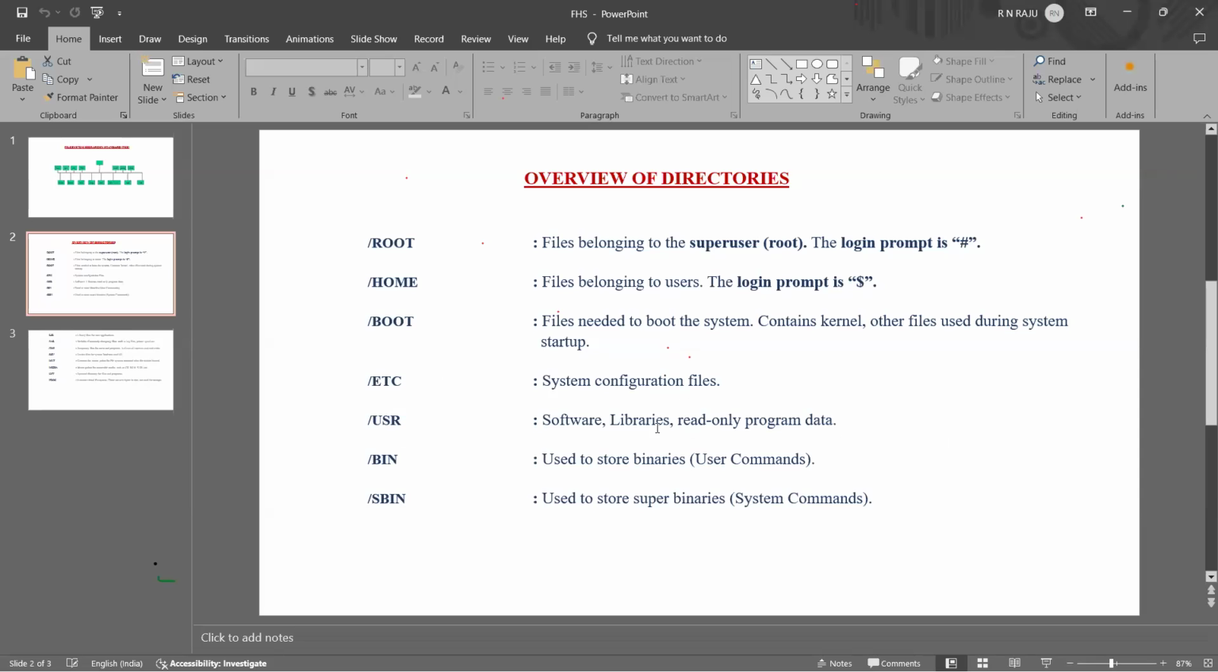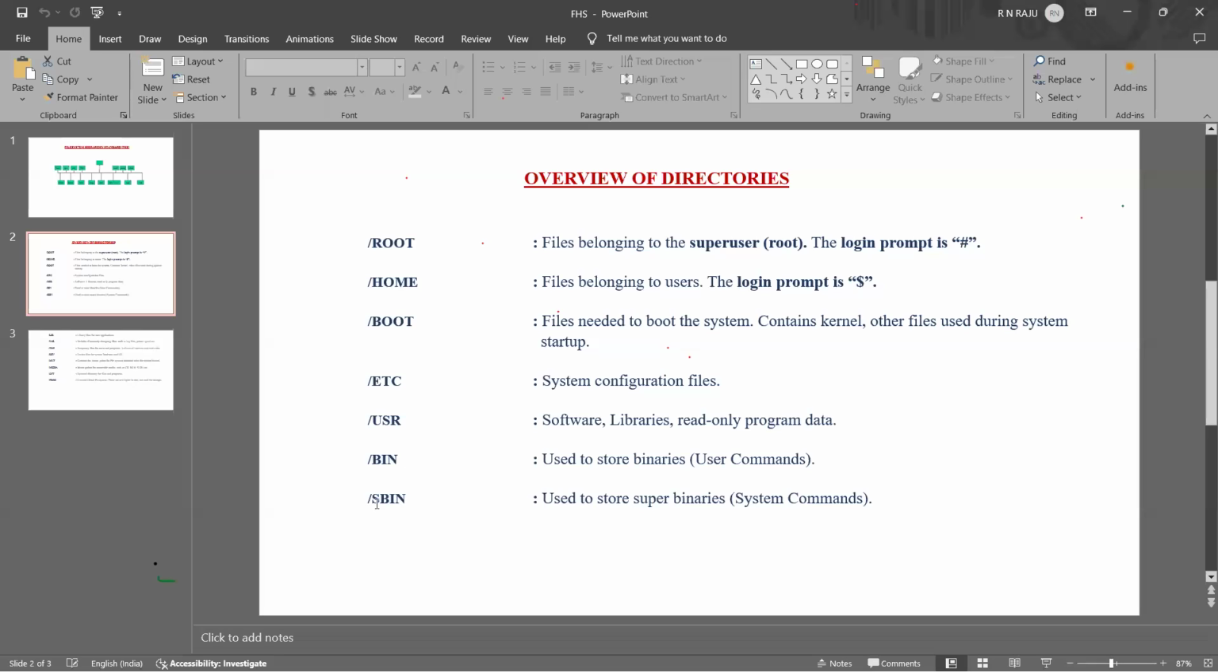And what is usr? usr maintains software libraries and read-only program data. That is the meaning. So the programs, files, or binaries you have installed are all located by default in usr. So overall, your installed applications information is available in the usr directory. And what is maintained in bin? Bin maintains user binary files. I mean, normal user executable commands are located under the bin directory.